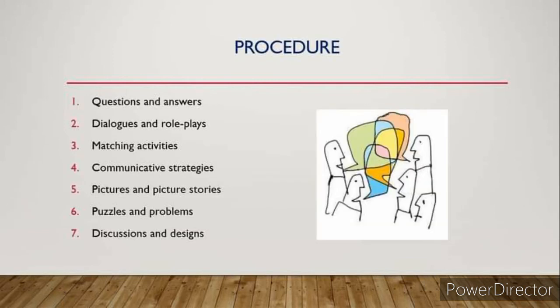Procedure. For developing oral communication skills, Littlewood in 1987 designs the activities as the following types. Number 1, questions and answers. Number 2, dialogues and role plays. Number 3, matching activities. Number 4, communicative strategies. Number 5, pictures and picture stories. Number 6, puzzles and problems. And number 7, discussions and decisions.